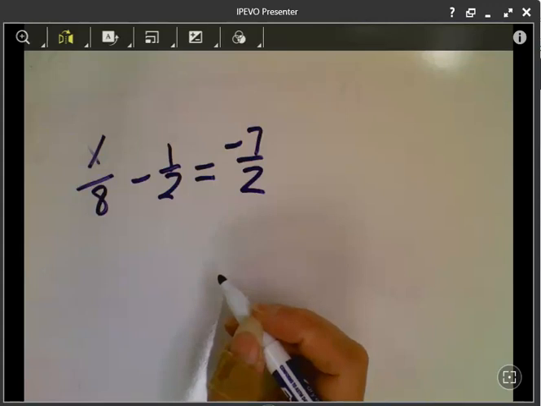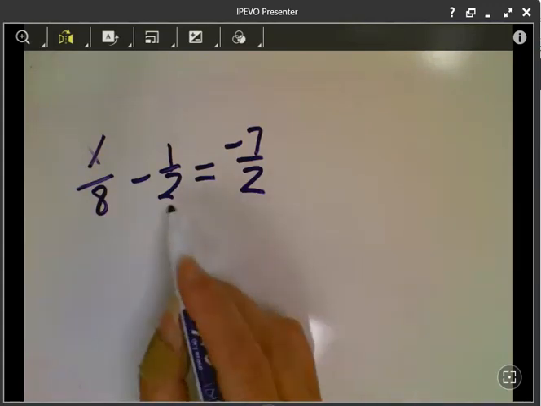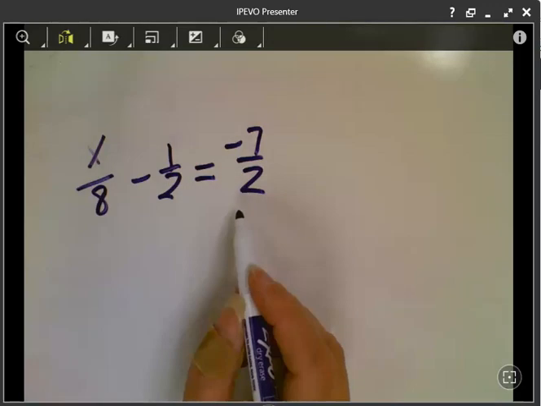Okay, in our second example, we have x over 8 minus 1 half equals negative 7 halves. Remember, at any time you can pause this video and write something down and continue later, or you can rewatch it at any time.